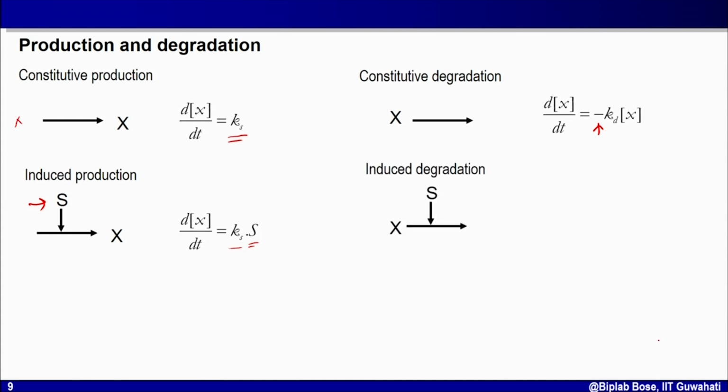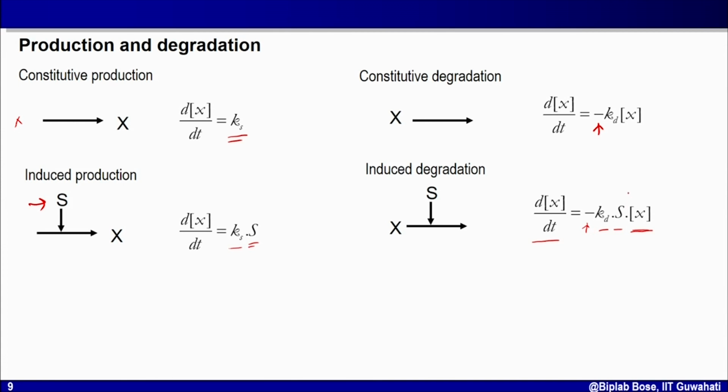Now degradation can also be induced. Sometimes a signal generated within the cell or from outside can go and tell the cell that you have to degrade a particular molecule. So in that case, what type of ODE will I write? Taking the cue from the induced production, for induced degradation, dx dt is equal to minus Kd S into X. So Kd is the rate constant for degradation, S is the signal for degradation, X in the square bracket is the concentration of X free at that time. So the minus sign has been given again because by this process the concentration of X is decreasing.